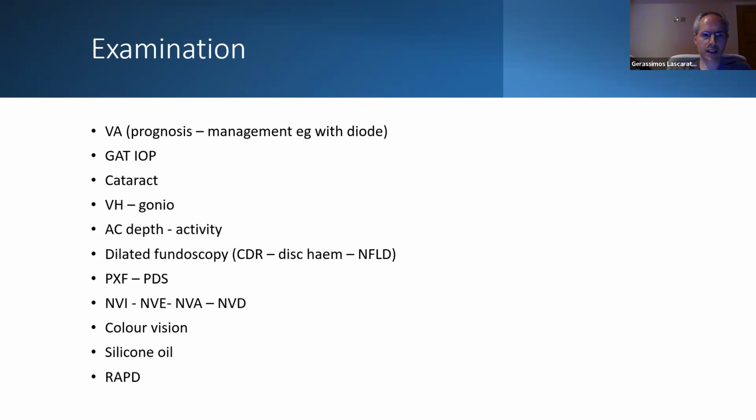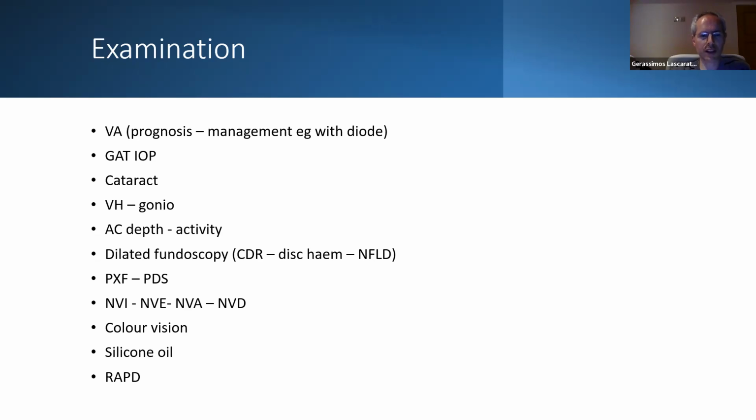We discussed documenting the presence or absence and the density of any cataract the patient has. If you have experience with gonioscopy, it's even better to provide gonioscopy findings. The anterior chamber depth, and if there's any activity or uveitis that could cause a secondary intraocular pressure spike.